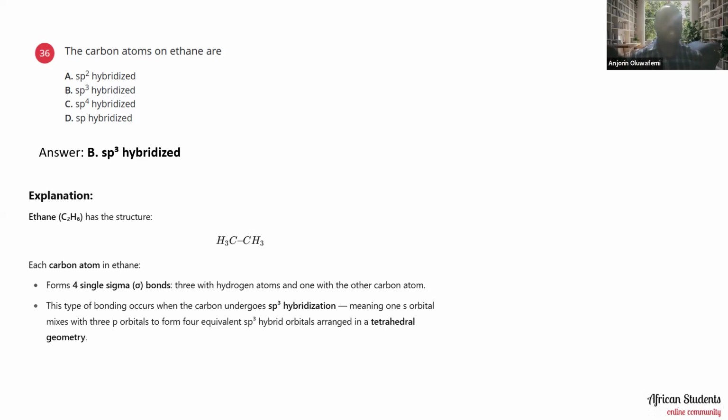Each carbon atom in ethane forms 4 single sigma bonds, 3 with hydrogen atoms and 1 with the other carbon atom. This type of bonding occurs when the carbon undergoes sp3 hybridization, meaning one s orbital mixes with 3 p orbitals to form 4 equivalent sp3 hybrid orbitals arranged in tetrahedral geometry. Okay, so that's that for that.